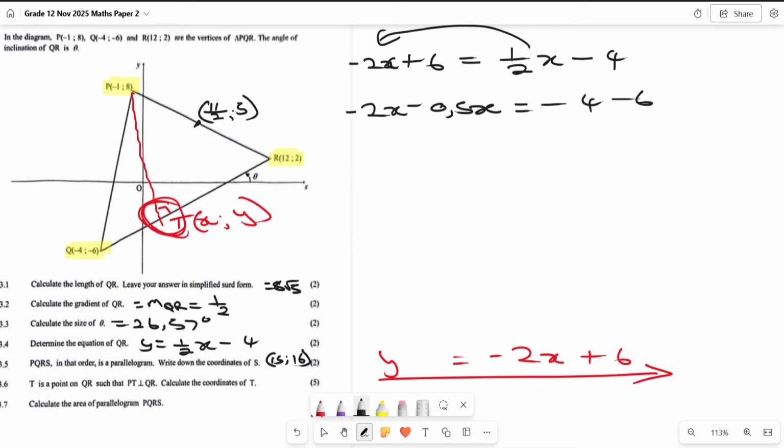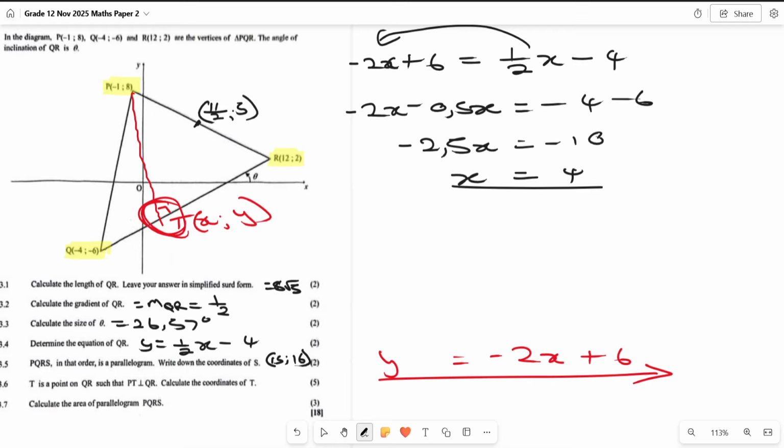So what do we get? We are going to get 2.5x is equal to minus 10. Now, if I say 10 divided by 2.5, I get 4. Therefore, our x is going to be 4. Guys, that is the x value of this point. The x value of that point is going to be 4.